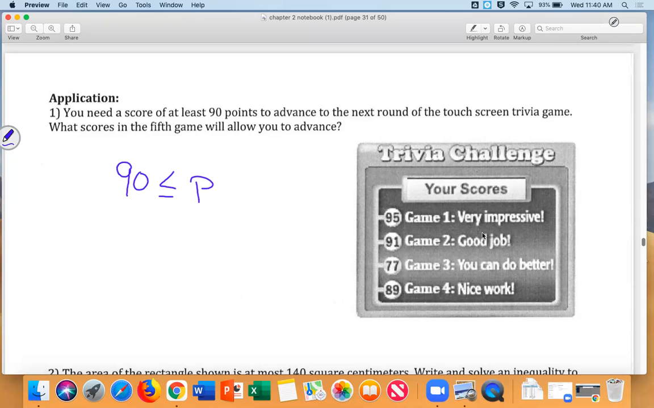So if we look over here, you can see you advance to the next round in the first game you played. The second game, you did not advance, and in the third or fourth games, because you didn't score at least 90 points. Does that make sense to you guys? All right.